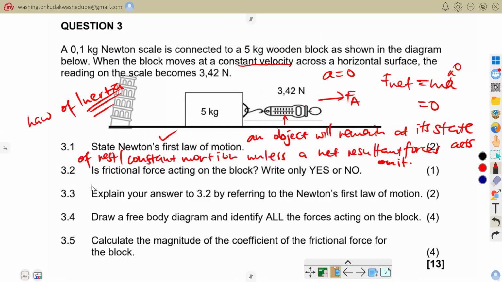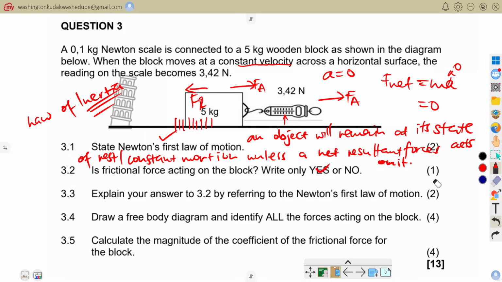Given that, they are asking: is there a frictional force acting on the block or not? Here they want you to determine if there is frictional force acting on the block. Since this object will remain at constant velocity, it simply means that this applied force in that direction is being balanced by an opposing force. And that opposing force can be none other than a frictional force. So yes, there is frictional force acting on that object.